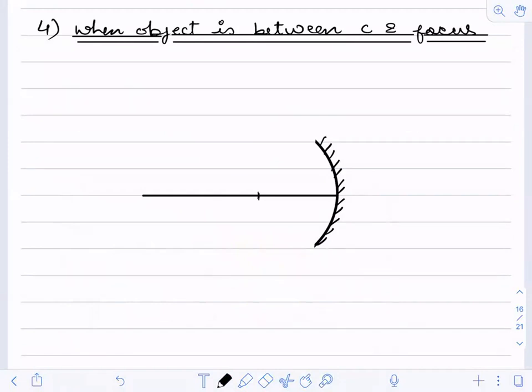Yes, image is formed on the screen. Correct. If you place a screen over there, the image will be formed there.